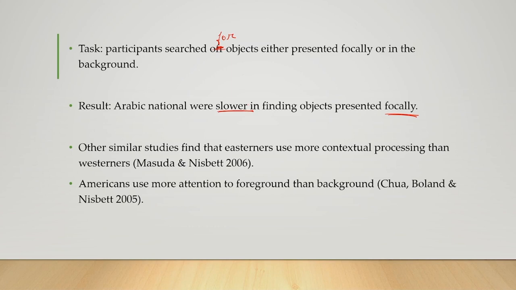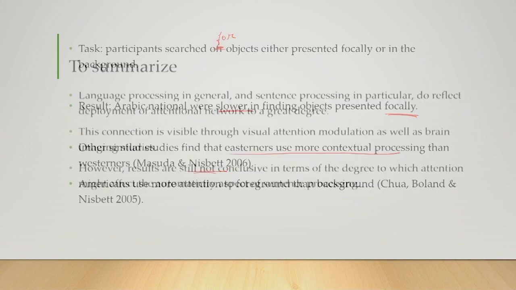There have been many other similar studies as well, specifically Nisbett and his group has done many studies in this domain, where they have shown that Easterners use more contextual processing than Westerners, and similarly Americans use more attention to foreground than background and so on. So, there have been some interesting studies in terms of how Eastern and Western cultural variation actually plays out in terms of attentional allocation, whether it is a linguistic task or a non-linguistic task. Many more such studies are coming out, but the results are not yet conclusive.